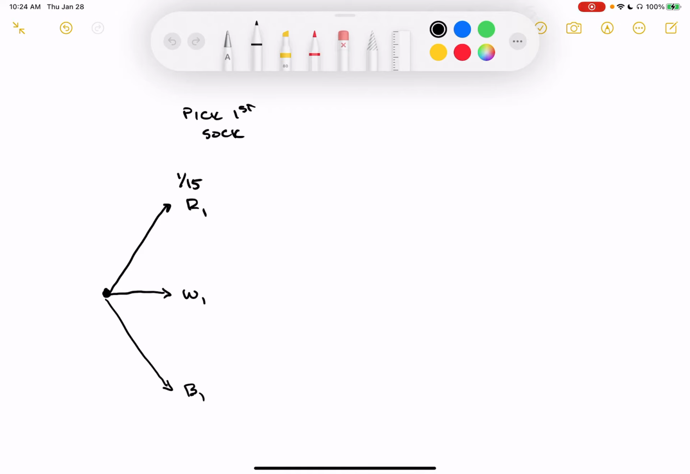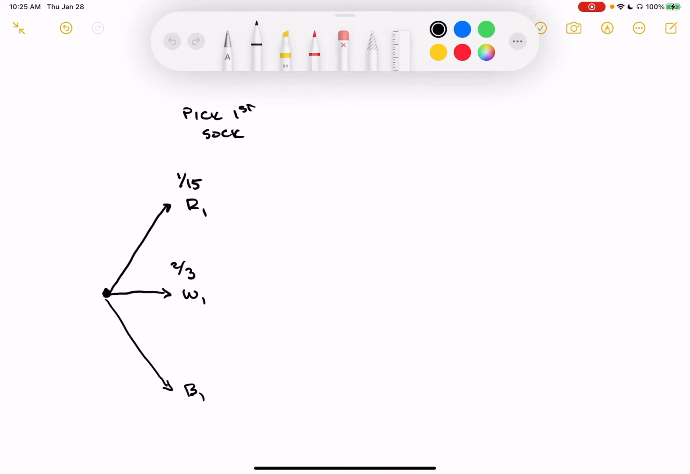White is a little different, right? We've got 10 pairs in there. Each pair has 2, so that's going to be 20 total socks that are white that I could choose from out of the 30. That's going to be a 2/3 kind of possibility in there. So I'm going to go ahead and write in there 2/3.